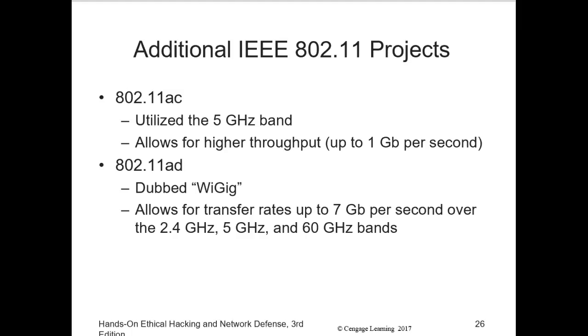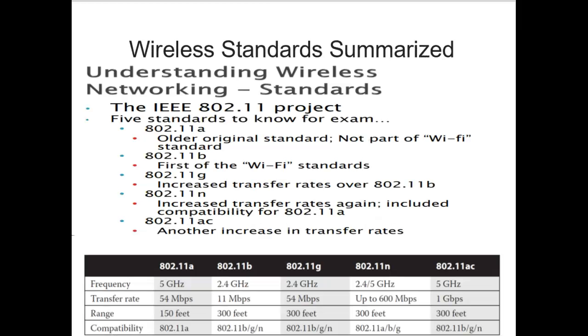802.11ac, we're back to the 5 gigahertz band, and this is all about throughput, right? Up to 1 gig per second. Can you imagine that? That's pretty good for wireless, huh? And 802.11ad, dubbed WiGig, right? Transfer rates up to 7 gigs per second, but we're going to see how that worked out here in a second.